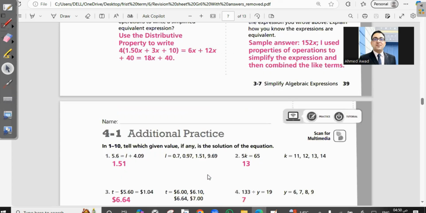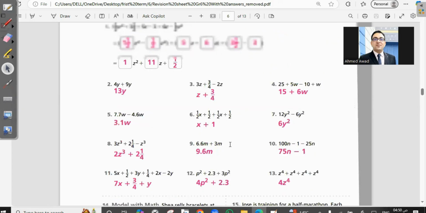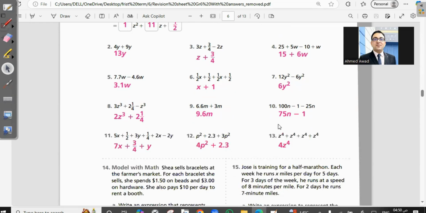Now, what about number 13, guys? z to the power 4 plus z to the power 4 plus z to the power 4 plus z to the power 4. Can we add them? Yes. Why? Because they have the same variable and same exponent. So 1z to the power 4, 1z to the power 4. Can we add them? Of course, yes. So it's going to be 4z to the power 4.